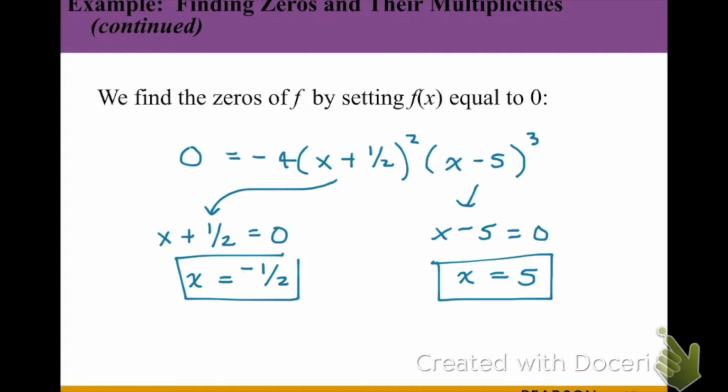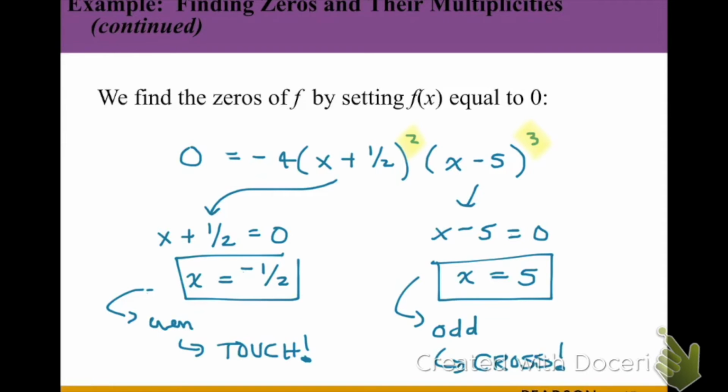The next thing we want to do here then is for each of those zeros, find out what actually is its behavior at the x-axis. Notice, since the x plus 1/2 was squared, which is an even multiplicity, then that means it's going to touch the x-axis at -1/2. Similarly, if we look at the x minus 5 though, this was an odd multiplicity because we have x minus 5 cubed. So that means there's 3 x minus 5 factors. And so since it is a cube, that is an odd multiplicity, so that means it's going to cross the x-axis here.